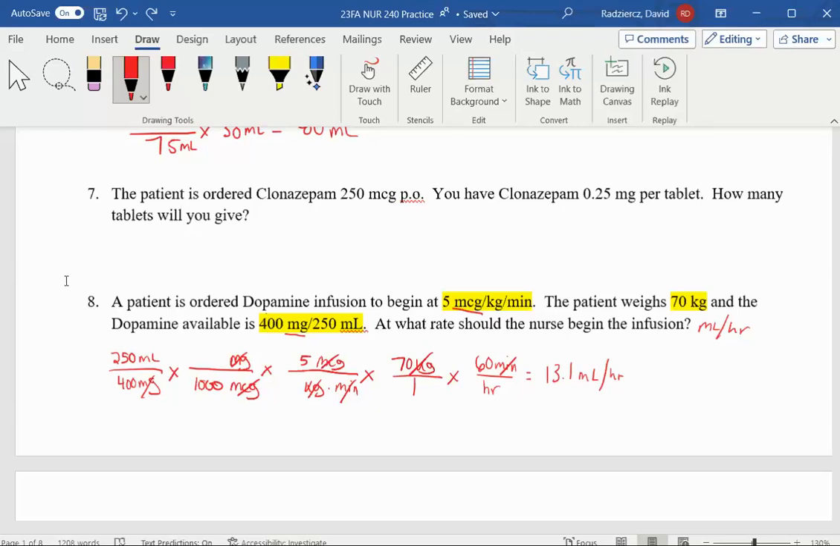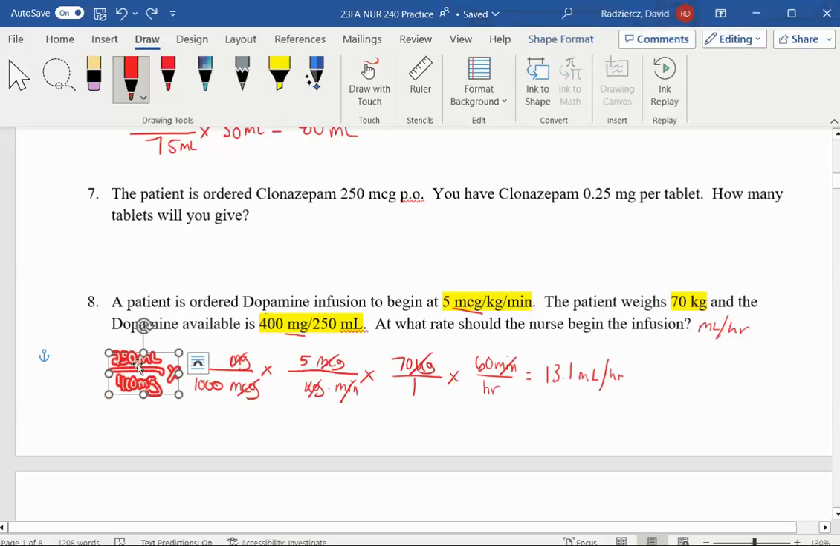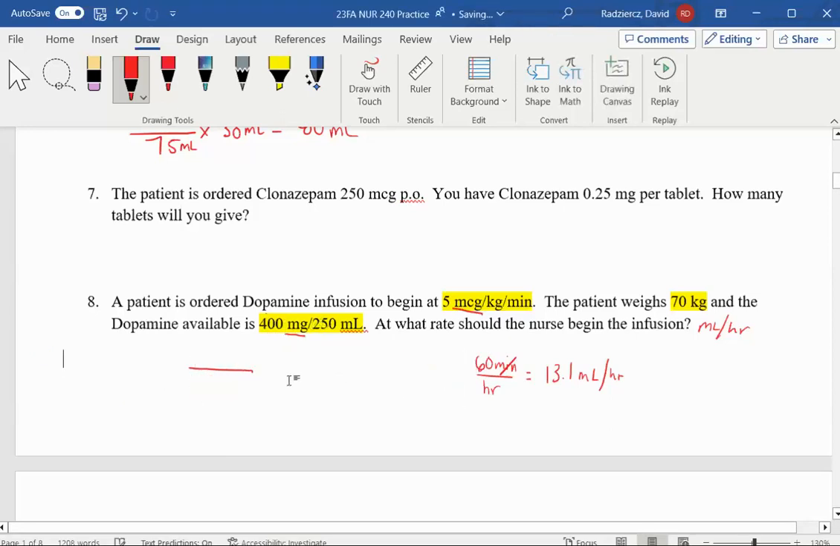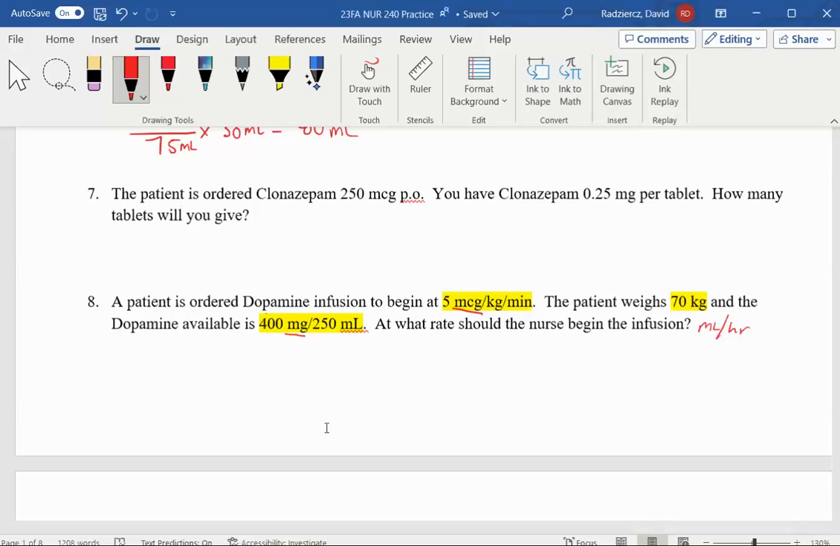Could you go over it anyway, Dr. Rad? Sure. So here, let me just start it over here. All right. So first of all, I think the answer to this question, at least in the key, says 13.125 milliliters per hour. The answer should be 13.1.